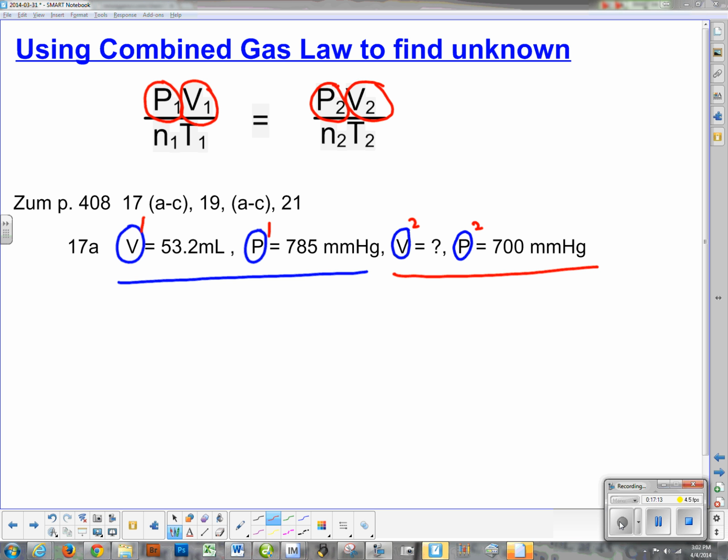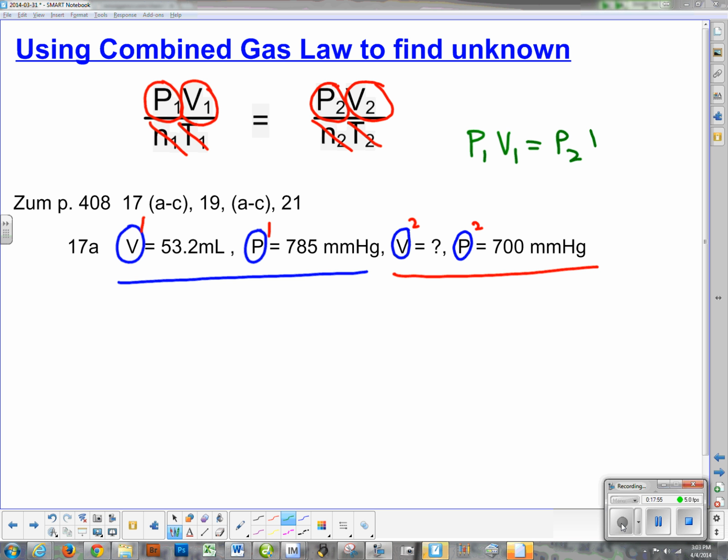Now, do you see anything about N and T in this problem? Okay, what that means is that N and T are constant. They don't change. So if they don't change, and N1 is equal to N2, and T1 is equal to T2, that means they're going to cancel each other. So we can just get rid of them. So now we have the ability to write what is called Boyle's law, which is P1 V1 equals P2 V2.